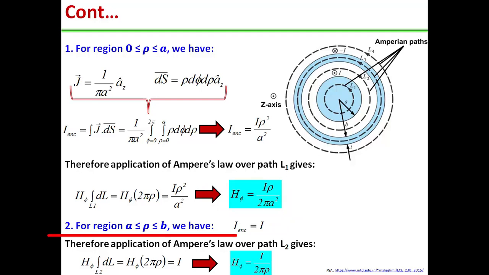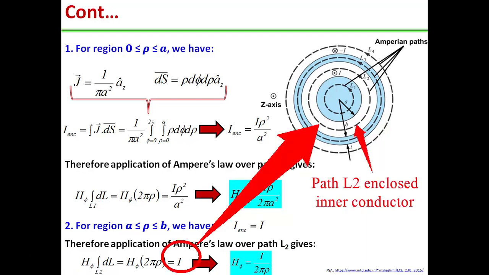Now for path L2, that is for the region rho varying from a to b, similarly we will have the line integral over path L2 of H dl equal to H phi 2 pi rho, and this is equal to current I, because the second Amperean path encloses the total current of the inner conductor that carries current I.